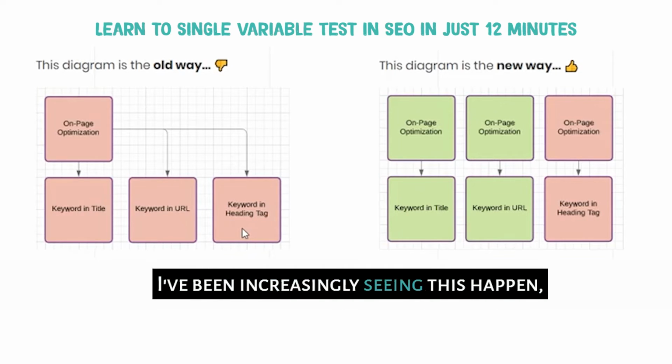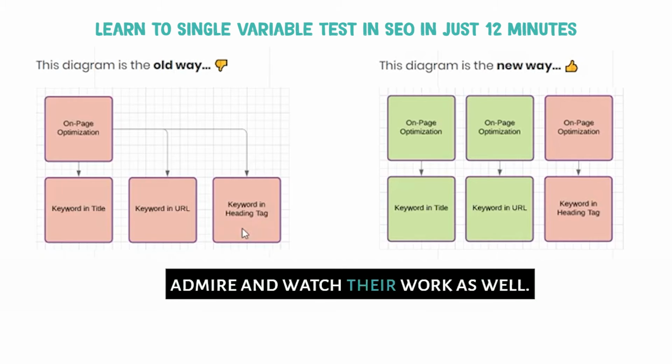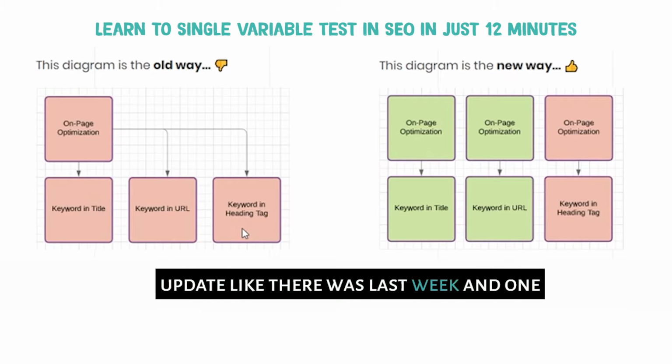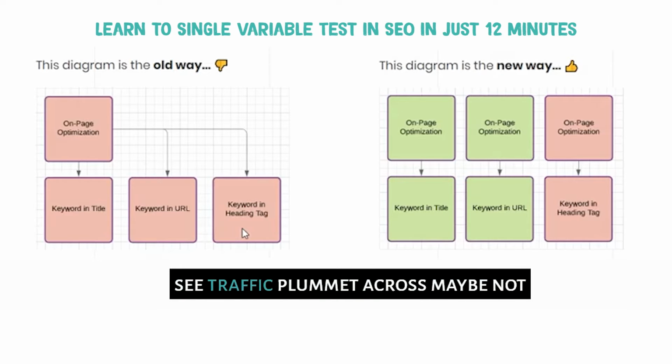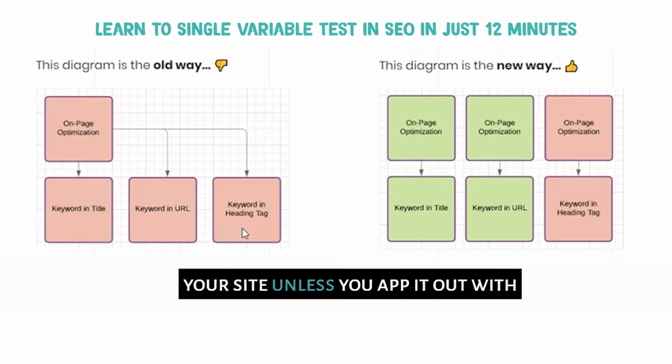I've been increasingly seeing this happen, not just with client sites and sites that I'm paying attention to and monitoring, but also SEOs that I admire and watch their work as well. And if you're constantly utilizing these 5 variables, and there's a Google algorithm update like there was last week and one of these stops working, you're going to see traffic plummet across maybe not all of your pages, because everything is weighted differently. Maybe some of your pages that didn't drop in traffic have a high authority and you have great links to those pages. It's going to be really hard to differentiate what exactly is going wrong with your site unless you map it out with this method that I'm talking about right now.